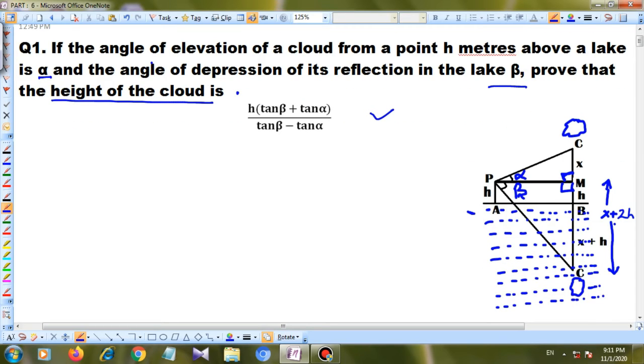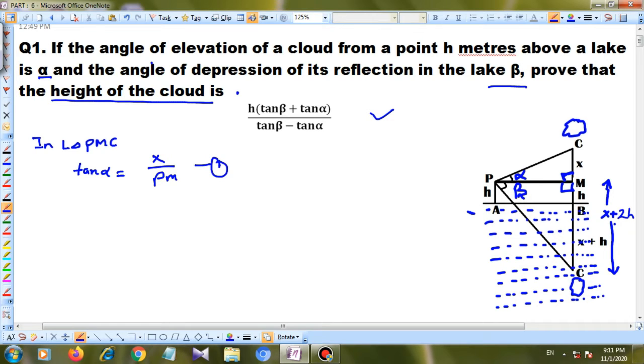So first of all, we take a right angle triangle PMC. Now in this right angle triangle, the value of tan alpha will be how much? x upon PM. This is our first equation.